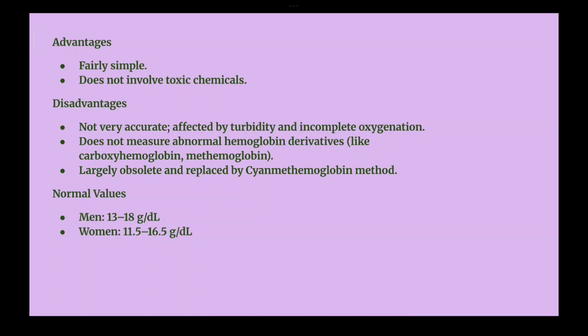But this test refers to the use of oxygen combining with hemoglobin to form oxyhemoglobin, so this can be a disadvantage in carrying out the procedure. It is now largely obsolete and replaced by the cyanmethemoglobin method, because cyanmethemoglobin is a standard procedure that is recommended by WHO, but this method cannot be recommended because of the various disadvantages that it holds. The normal values obtained by this method are, for men, 13 to 18 grams per deciliter, and for women 11.5 to 16.5 grams per deciliter.